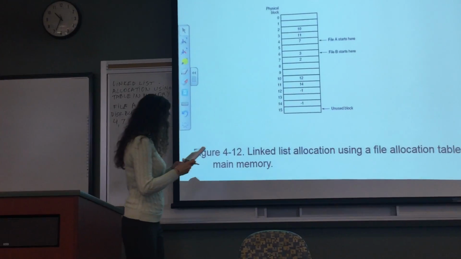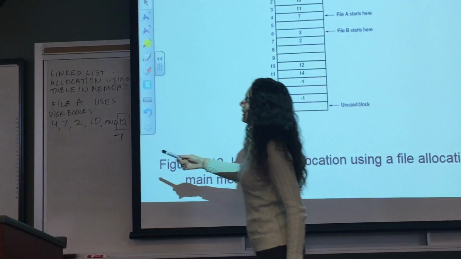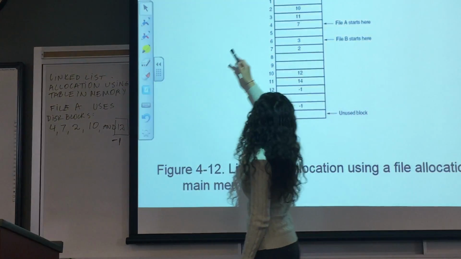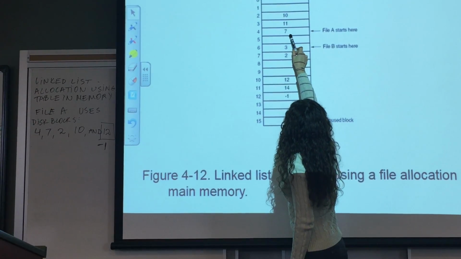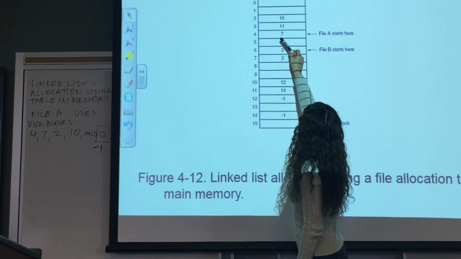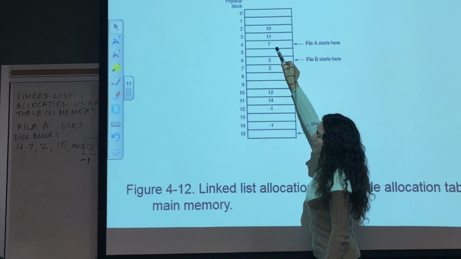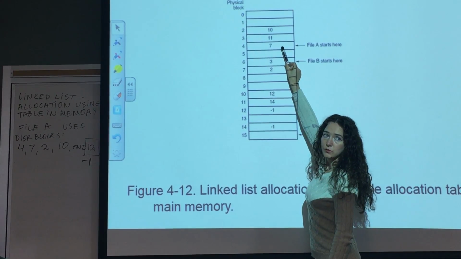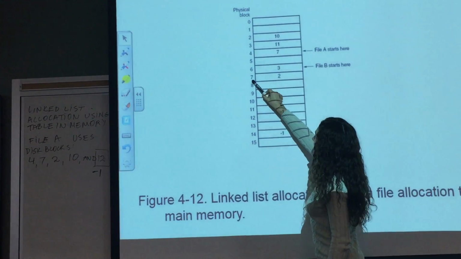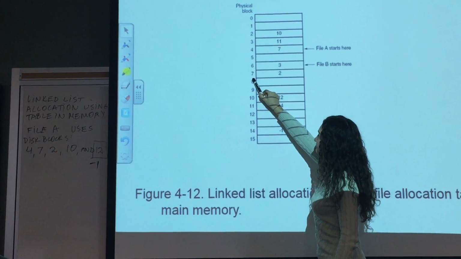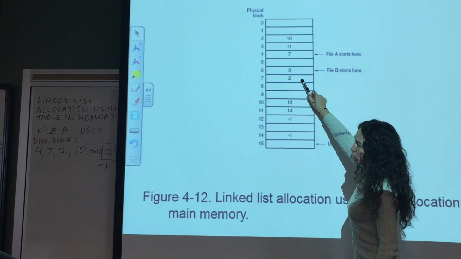So let's say the file A is taken at this block number 4. So this is where it starts, 4, and this is the physical disk block, and in the table for block 4 we have entered the number of the block which follows. So after 4 comes block number 7. So this is the second piece of our file. Block number 7 in the table we have listed the next block number 2.